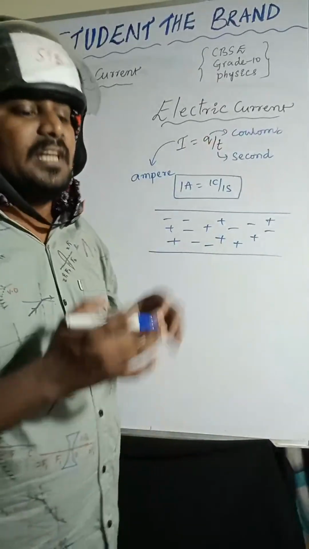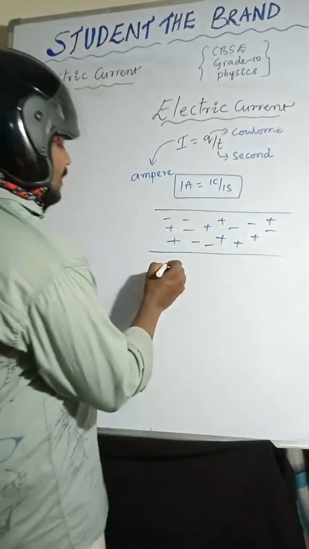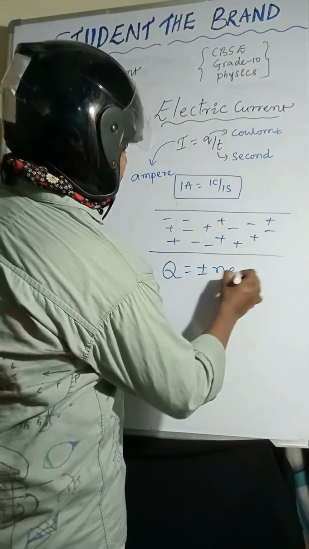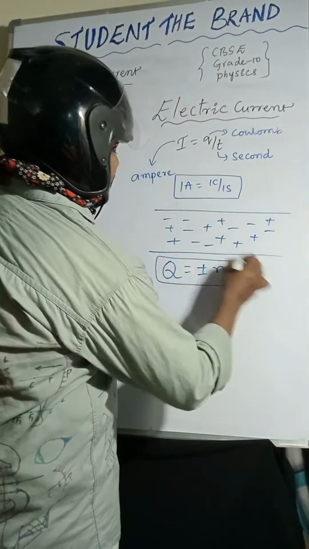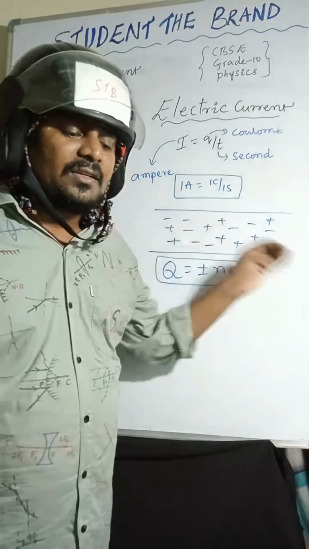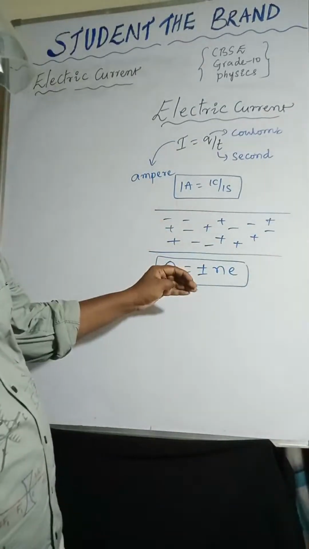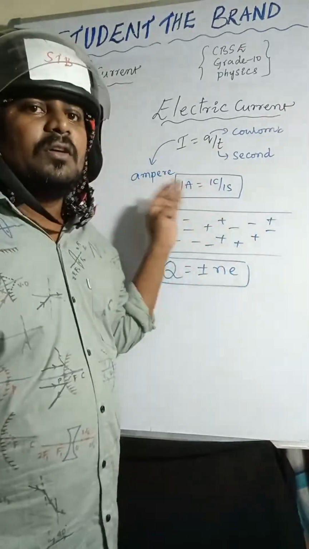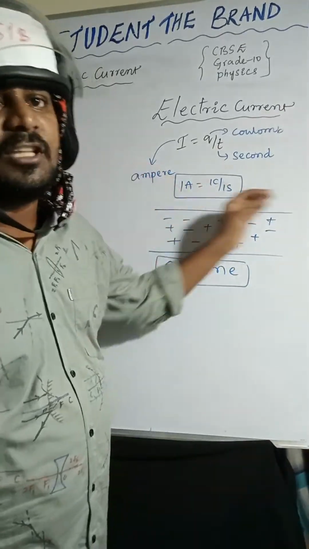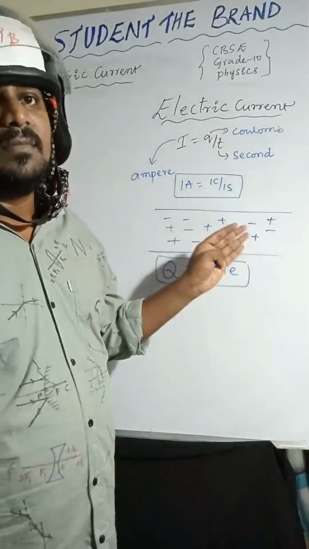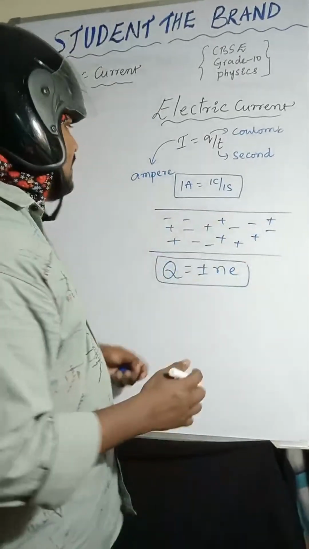That's why it is an integral multiple of charge. So Q, the charge, is nothing but plus or minus Ne. Positive charges are there, negative charges are there, and both are moving inside of the conductor. That's why I'm taking Q equal to plus or minus Ne.